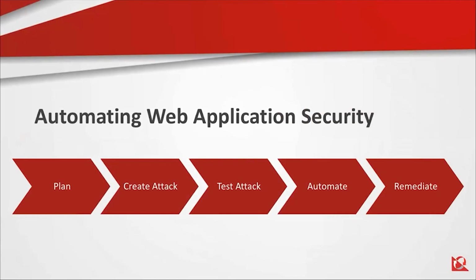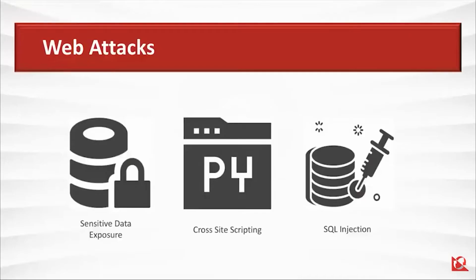We go through the process of planning, creating an attack, testing that attack, and then automating it so that remediation can occur. Once we've identified the vulnerability, the developers have to go and fix it. And instead of paying the pen tester or taking up the time of the resource who found the vulnerability to consistently manually test it, we have them build it and then automate it so that code can be validated for remediation. So the web attacks that we're going to focus on are sensitive data exposure, cross-site scripting, and SQL injection.